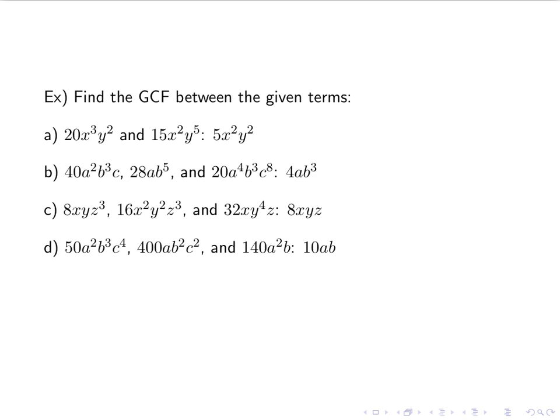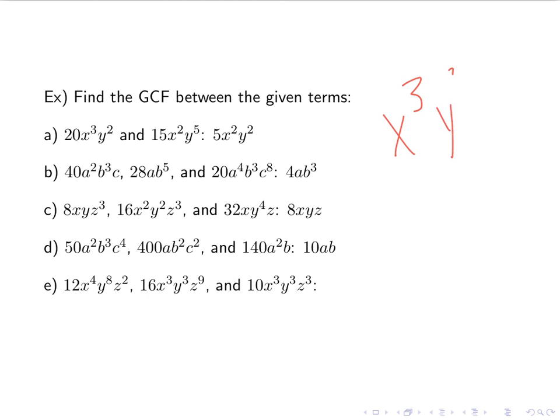And let's move on to our last one. 12x to the 4th, y to the 8th, z squared. 16x cubed, y cubed, z to the 9th. 10x cubed, y cubed, z cubed. Okay. So for the x's, we have x to the 4th, x cubed, x cubed. The lowest is x cubed. Y's, we have y to the 8th, y cubed, y cubed. The lowest is y cubed. And then z's, we have z squared, z to the 9th, z cubed. The lowest is z squared.